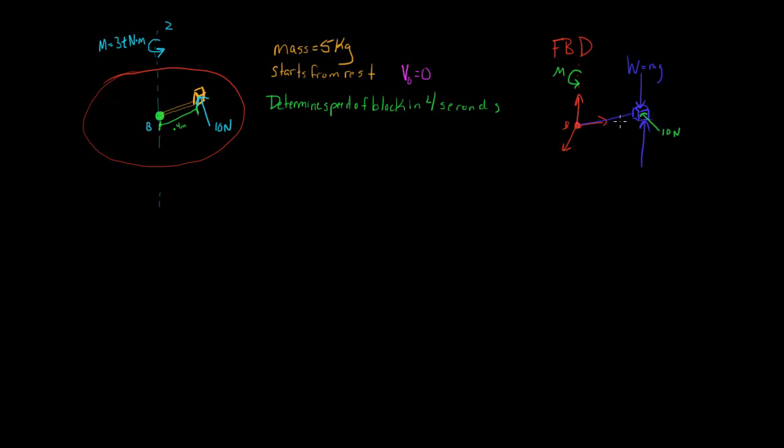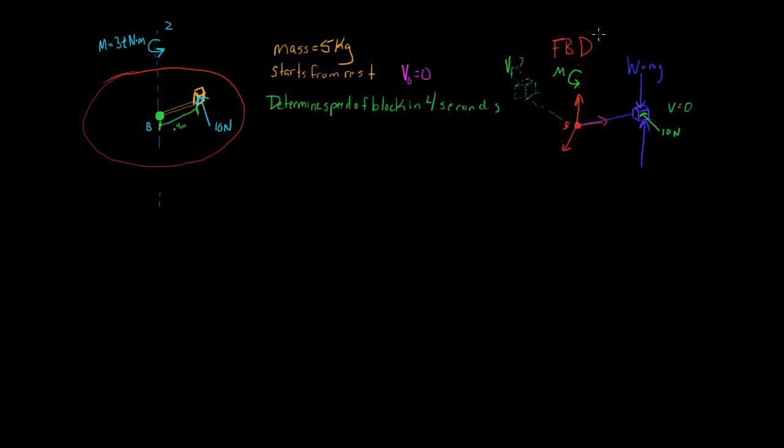Now, we know it's going to be at some different position in 4 seconds. So it's going to be over here. And we're trying to figure out the speed. So we don't know this final speed. We know this initial speed. This initial speed is equal to 0 because it starts from rest.